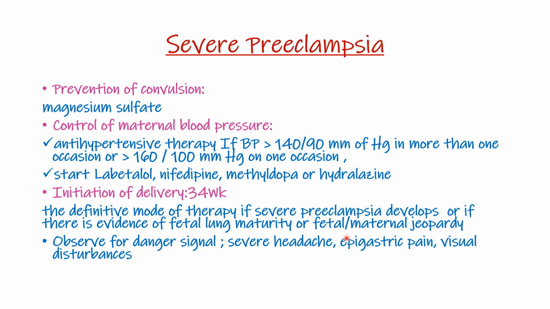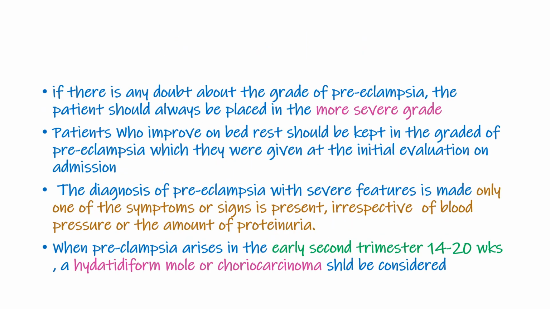And then you also observe the signs and dangers of preeclampsia, that is severe headaches, epigastric pain, visual disturbance, among others. So if there's any doubt about the grade of preeclampsia, then the patient should always be placed in a more severe grade. Patients who improve on bed rest should be kept. So if a patient came in with severe preeclampsia and they have improved dramatically, then you don't take that patient from severe preeclampsia to mild. You keep the patient in the grade that they came in with initially. So patients who improved on bed rest should be kept in the grade of preeclampsia which they were given at the initial evaluation on admission.